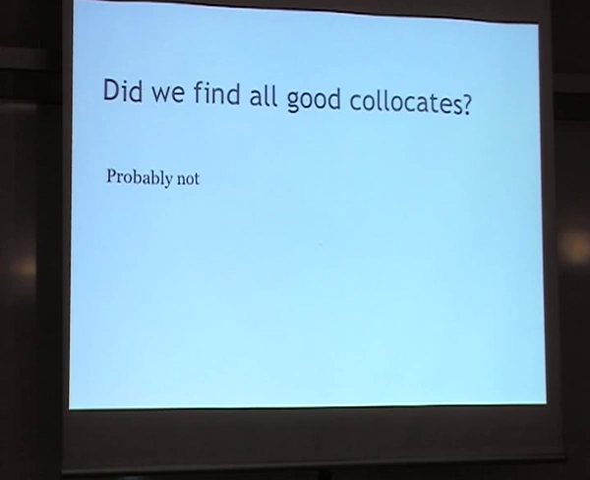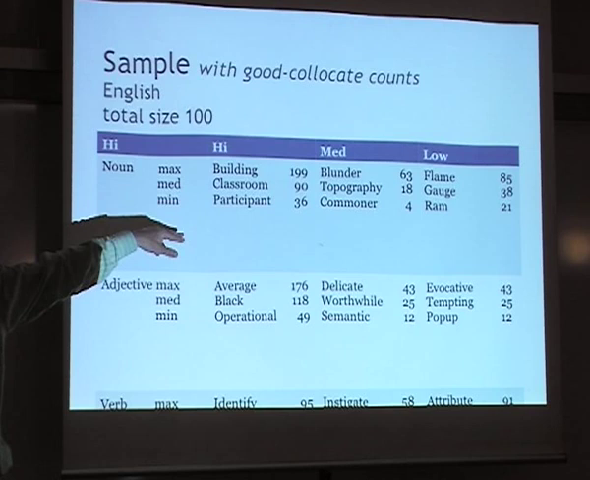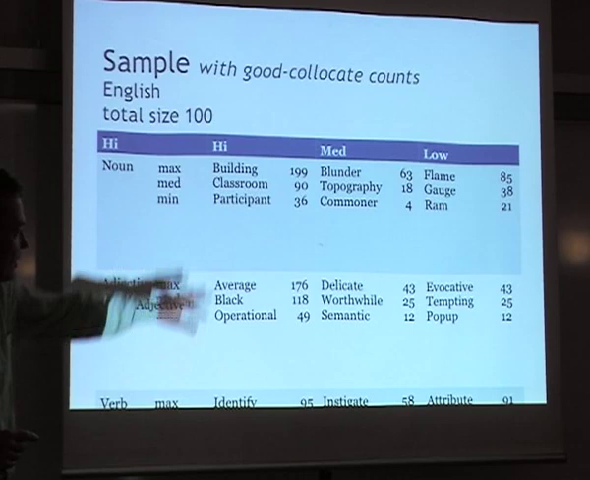So this is a slide as before. I've only got the English one this time, not the Czech one, to show roughly how many gold standard collocates there were for some of these words. For building, I think that was the word where we had the most lexicographer approved collocates, 199, whereas some words, a word like commoner, just had 4.